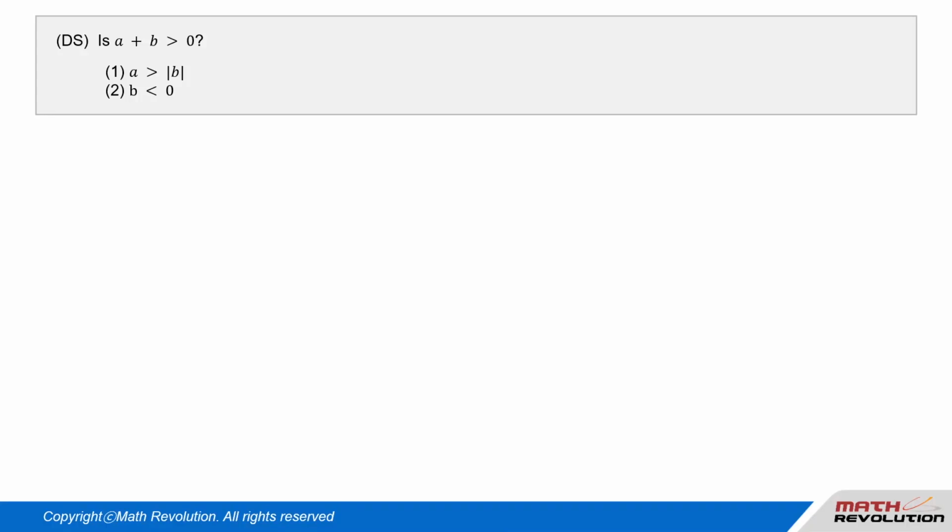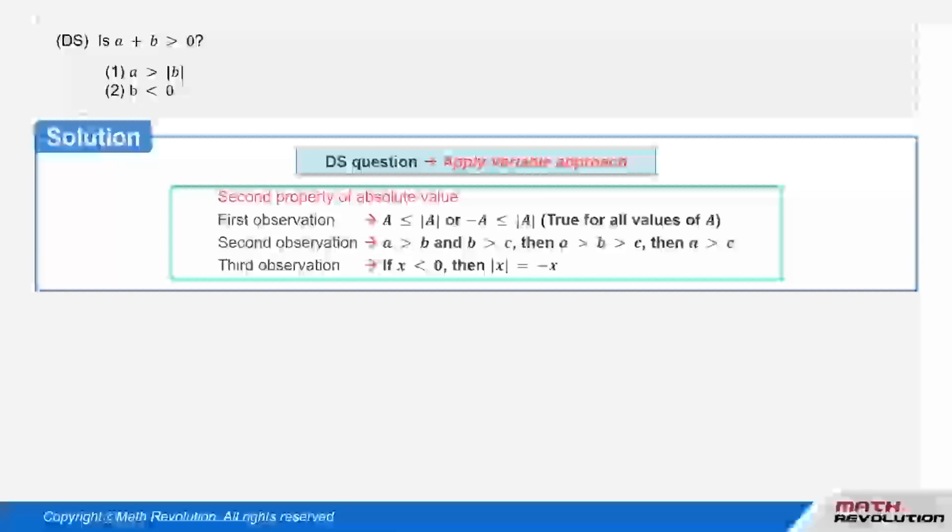Question DS. Is A plus B greater than 0? Condition 1, A is greater than absolute value of B. Condition 2, B is less than 0.